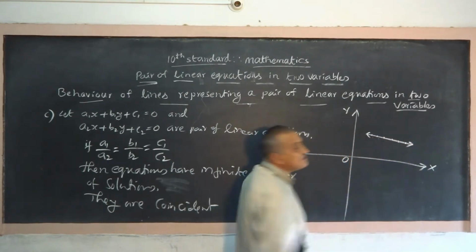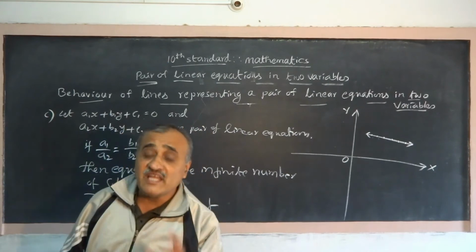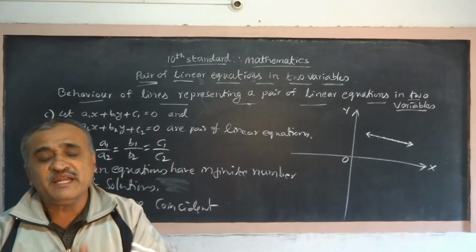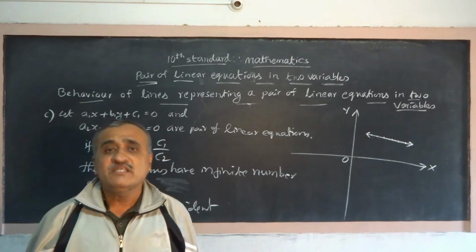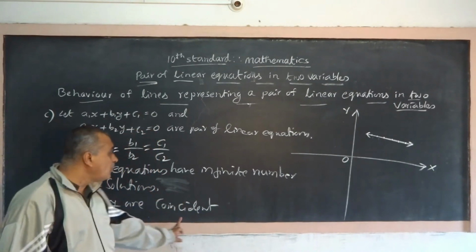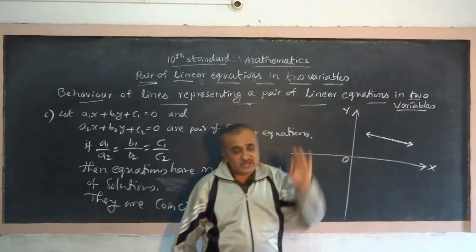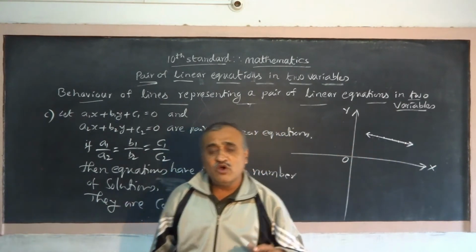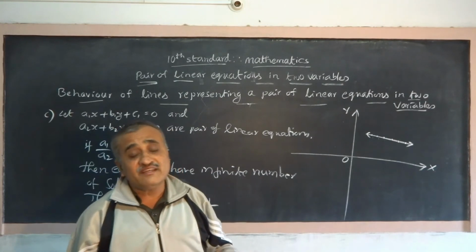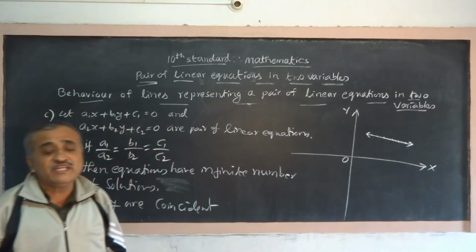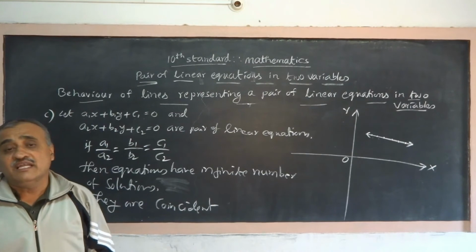These are all what is called the solution. They do not have a single solution. They have plenty, an infinite number of solutions. Hence they are called coincident. Coincident means the lines lie on one another. Is it right? So these are the three types of behavior we can notice when a pair of linear equations are drawn.